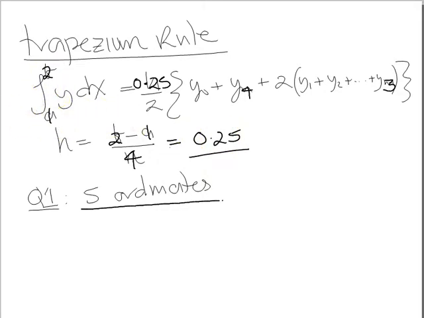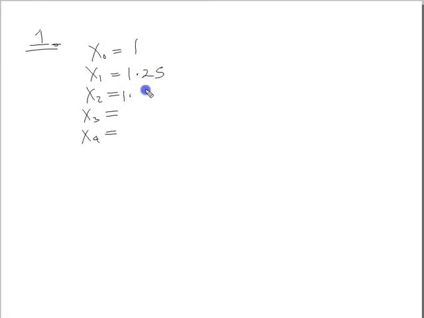So let's choose a fresh bit of paper then. And let's do that. So we're going to go x0 first of all then. We start at 1, then we go x1, x2, x3 and x4, wasn't it? There's the points in question. So it's 1.25 because we move along, then 1.5, then 1.75, and then 2.00. Okay, now we need to work out the y's.